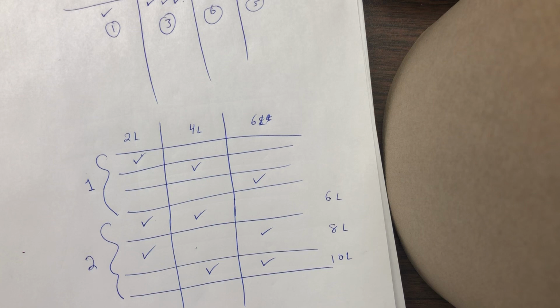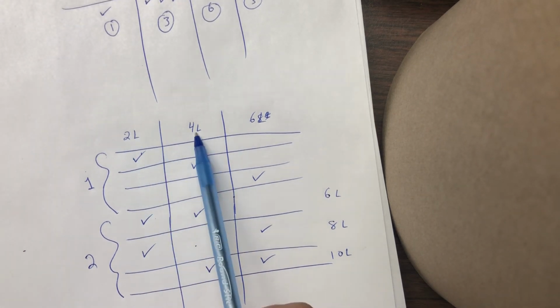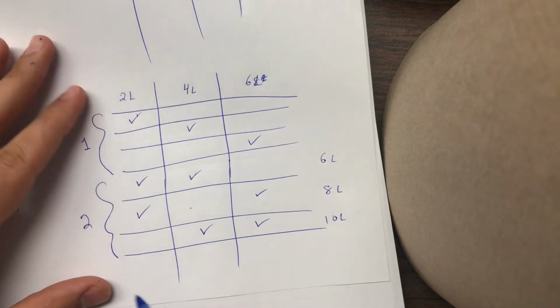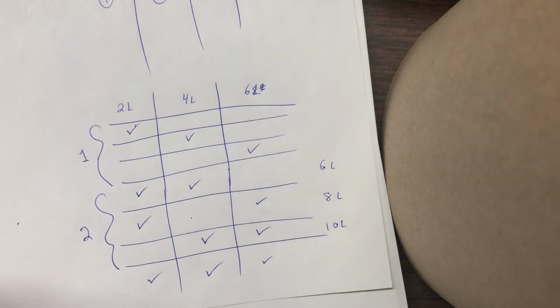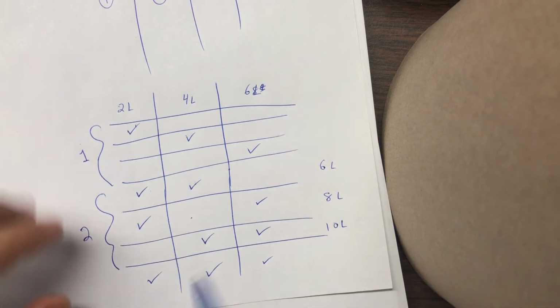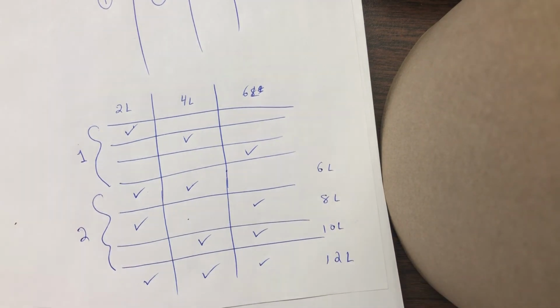Now we could use 3 jugs at the same time. Using 3 jugs at the same time, it's basically putting this one with this one with this one, and we only have one way to do so. So now you add 2 plus 4, that's 6, plus 6, that's 12 liters.